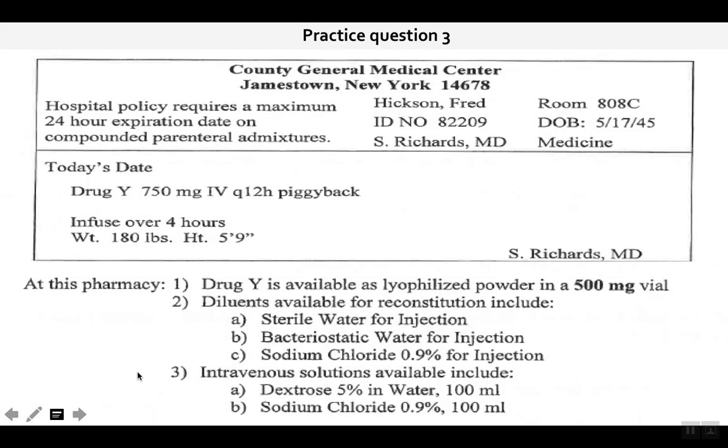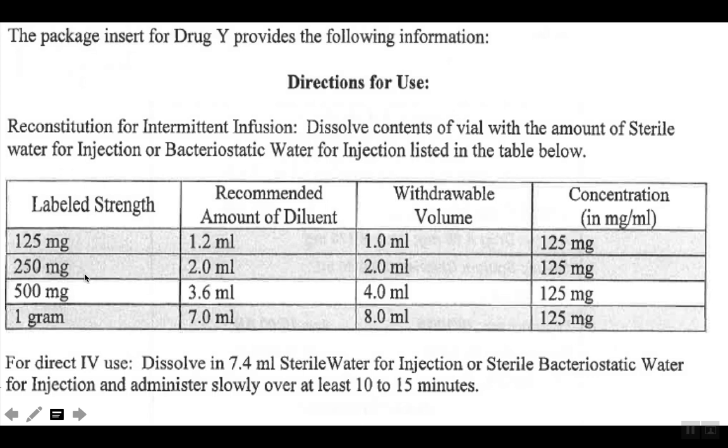Practice question number 3. So we have drug Y, 750 milligrams IV every 12 hours, to infuse over 4 hours. This is what's available in the pharmacy. We have a 500 milligram vial. These are the diluents and the IV bags in the pharmacy. So for this, we need to add 3.6 ml to a 500 milligram vial to get a total of 4 ml with a concentration of 125 milligrams per ml.